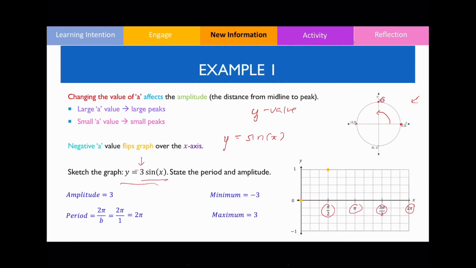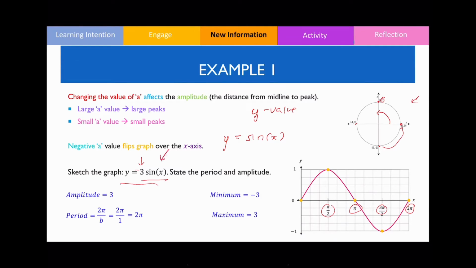At pi, which is 180, your y value is 0. At 3 pi on 2, that's going to be -1, as you can see here. And as you move back over here to the starting point, that's also going to be 0. So therefore, for the most basic parent function y is equal to sine x, this is what the graph would look like, okay?